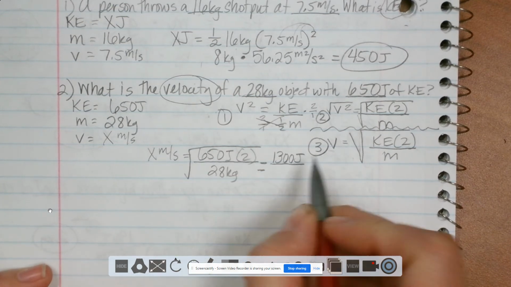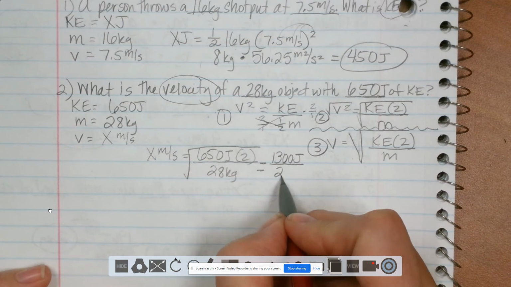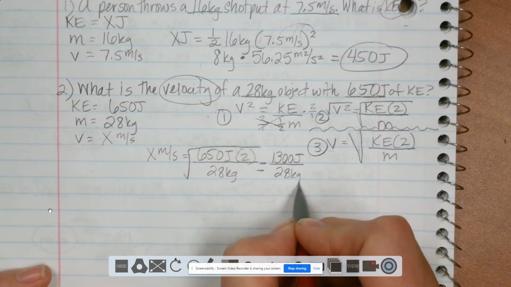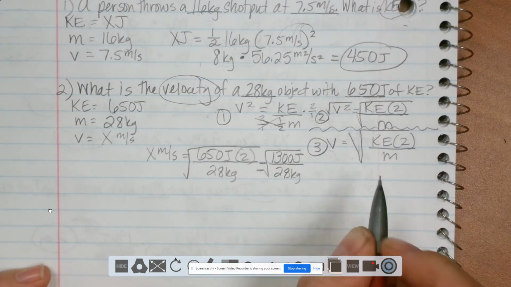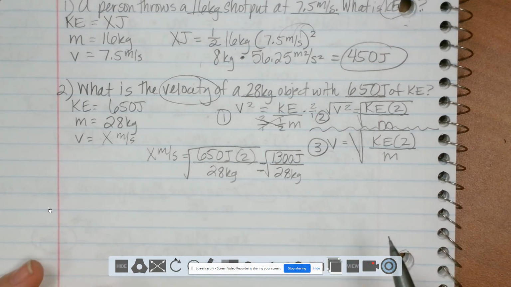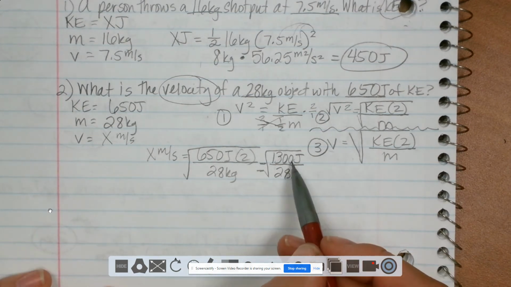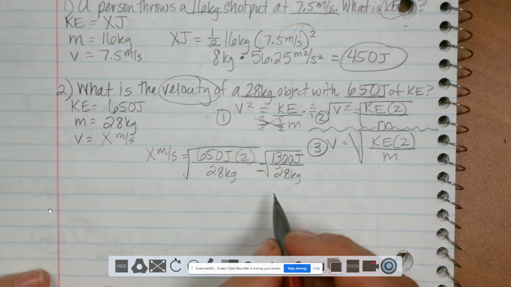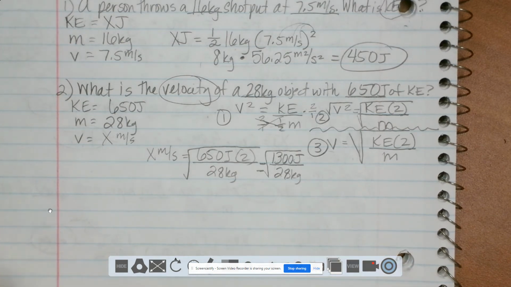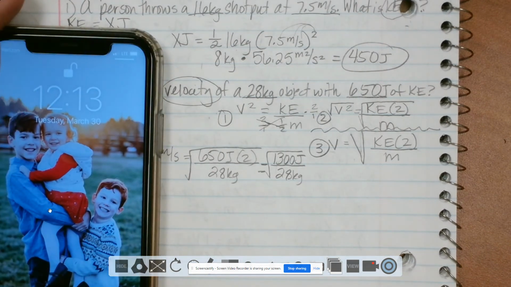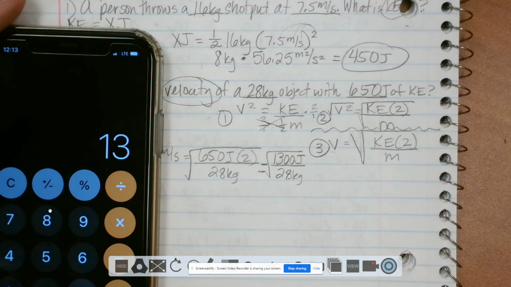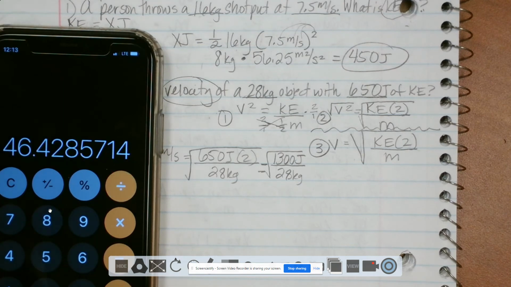Dividing that by 28 kilograms, because I'm just moving it over, but I'm also remembering to move over the square root. So after I solve this, I can then square root it. I'm starting to run out of time or space over here. So now I'm going to do 1,300 joules divided by 28 kilograms. So 1,300 divided by 28 is going to give me 46. Remember, I'm not done though, guys.